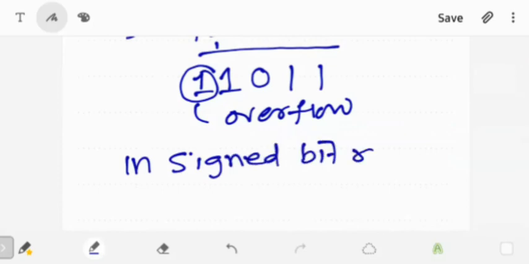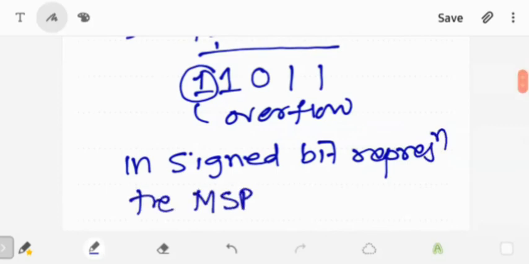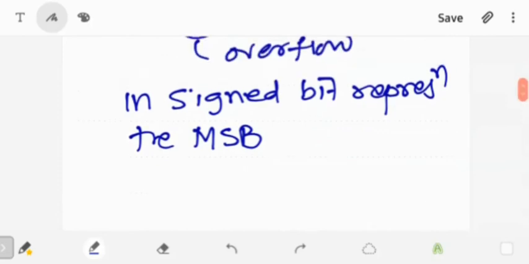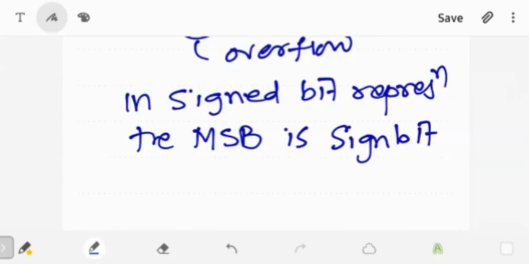representation, the most significant bit, which is towards the left, this one, in a 4-bit scenario, let me write like this. In signed bit representation, the most significant bit is called the sign bit. If MSB is 1, it's a negative number. If MSB is 0, it's a positive number.